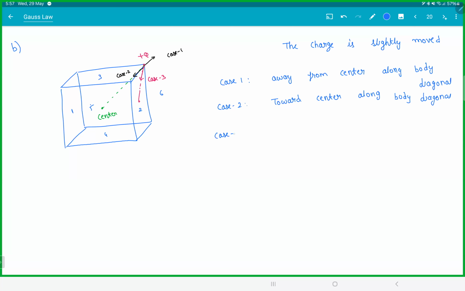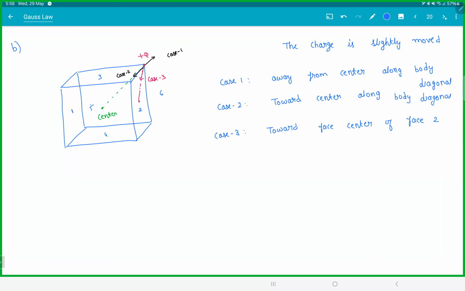Case 3, again it moved slightly towards the center, the face center of phase 2. You getting what we did?